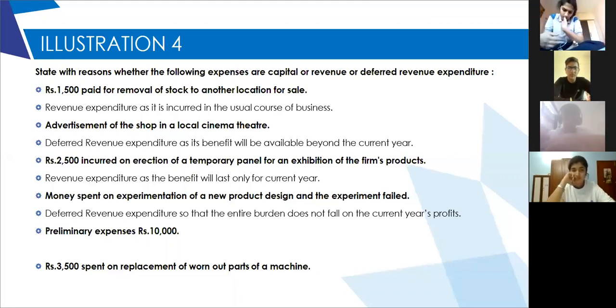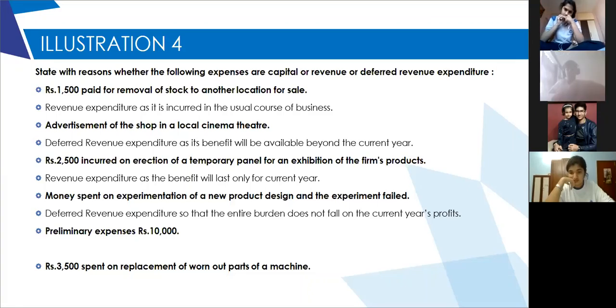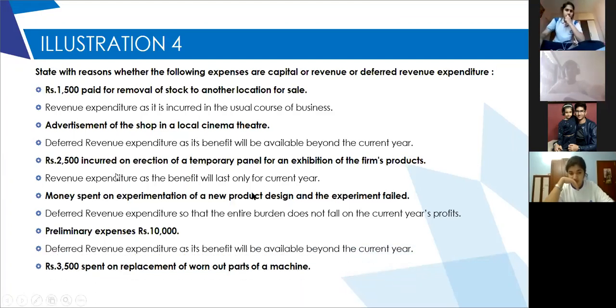Remember, as I said, every time an expenditure will not increase the earning capacity. Sometimes the expenditure can also fall flat on you. I have incurred it to start, but I'm incurring a loss. Next one, preliminary expenses. Second last. They are research expenses, establishment expenses. So preliminary expenses will come under what? Research and developmental expenses come under what? Deferred revenue. Correct. Next one, 3,500 spent on replacement of worn out parts of a machine.